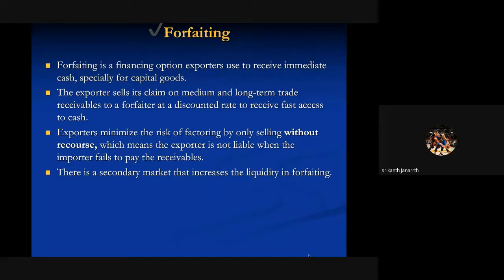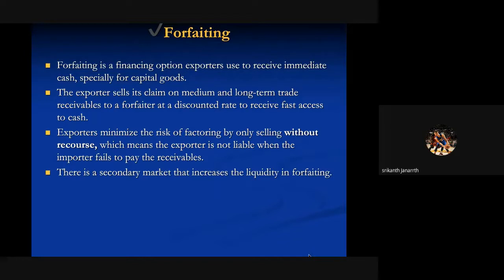Then they will go to these companies and ask them. These companies themselves approach people because there is a secondary market. Whoever buys can sell it on to the secondary market. That is why forfeiting is more popular. What do I mean by secondary market? Let's say a forfeiting company acquires large invoices from some Italian machinery exporter.